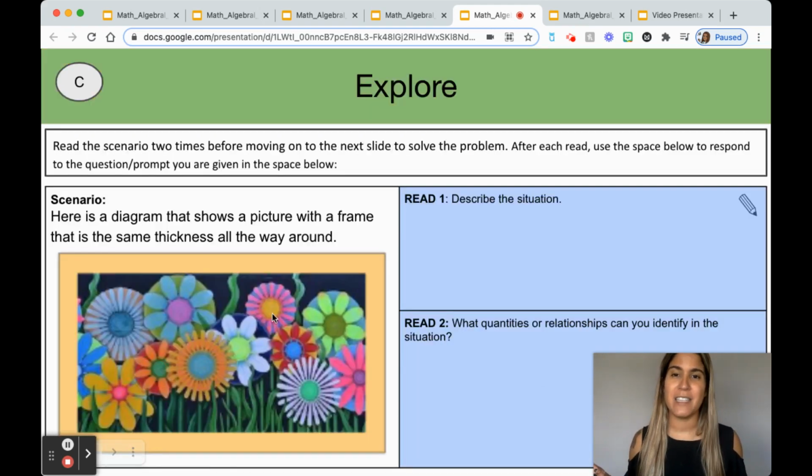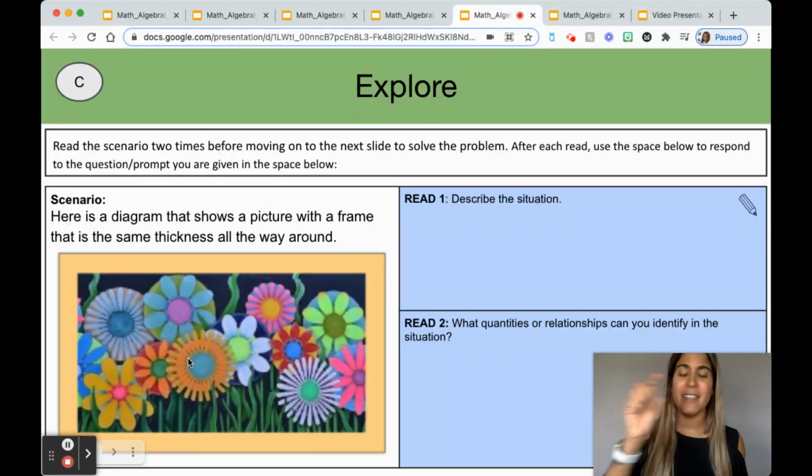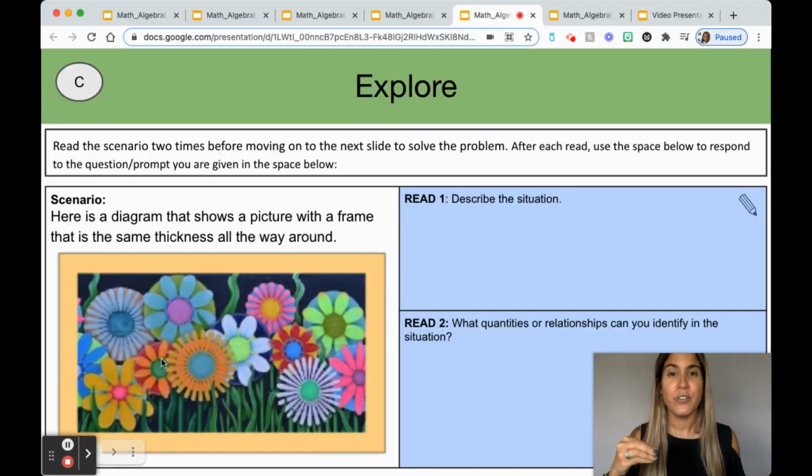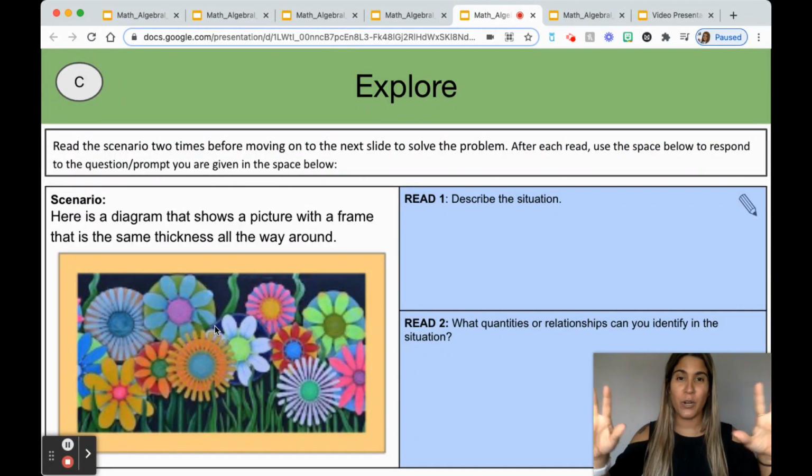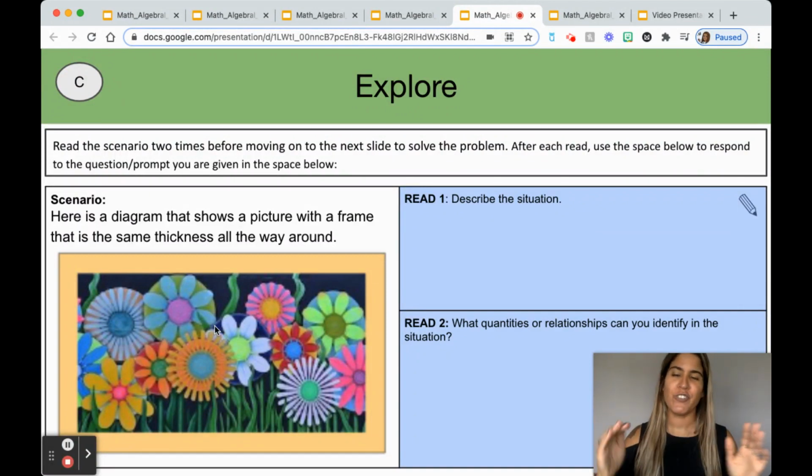Specifically with this image, I know that when it comes to the area around the frame and taking into consideration the picture, students might struggle with this. So having them physically or virtually measure it out and see the dimensions could really help.